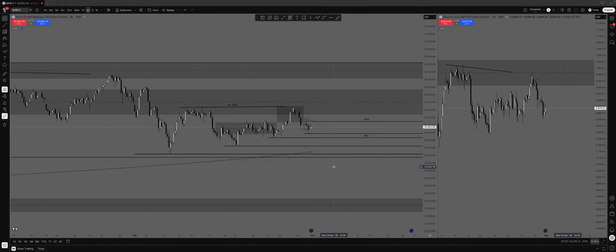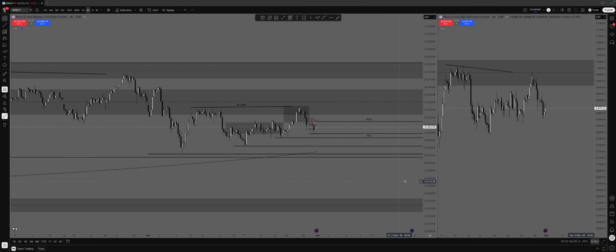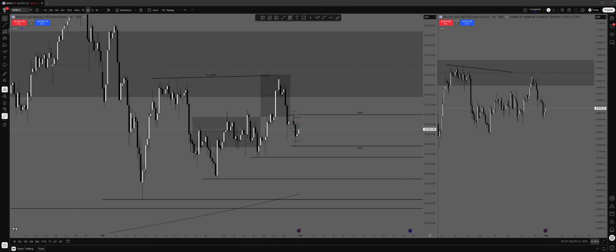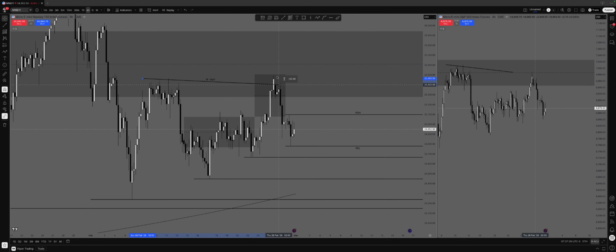So now dropping down to the 4-hour time frame. Let's get rid of the indicators. All right, dropping down to the 4-hour. You can see we had this very clean original consolidation. If you don't know what an original consolidation is, go learn your market maker models.